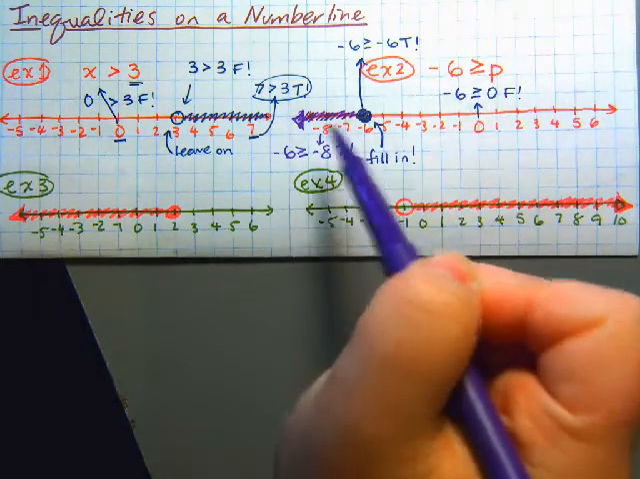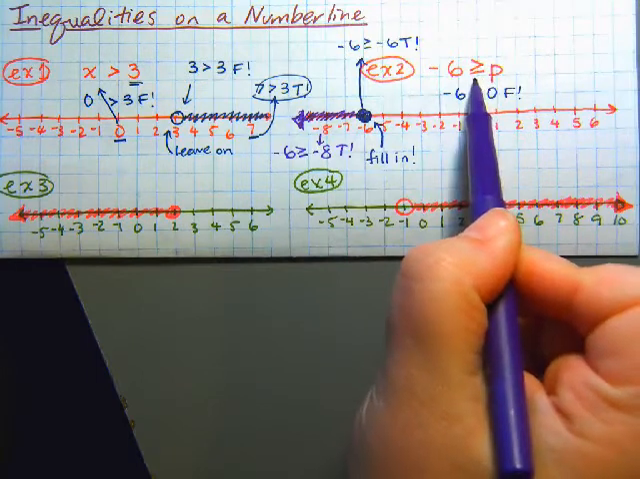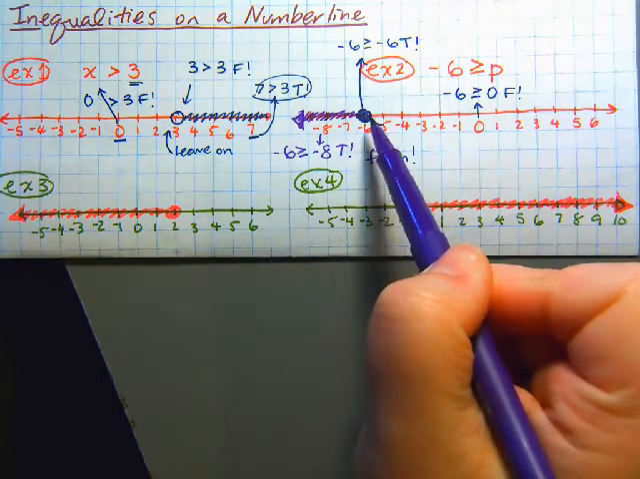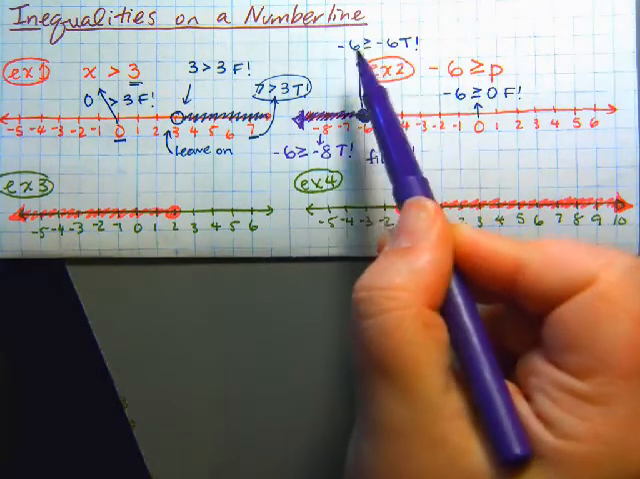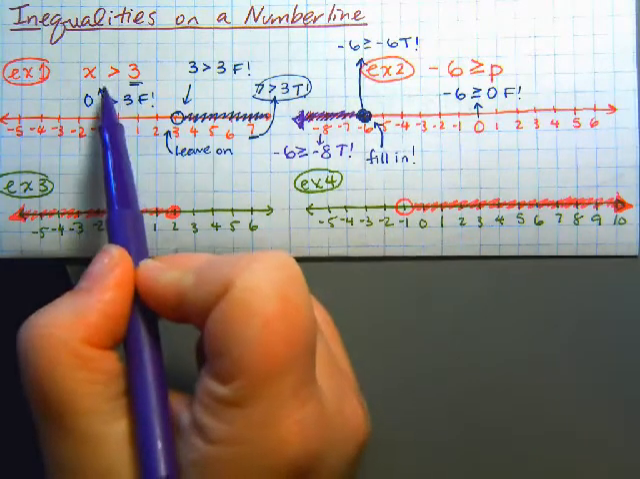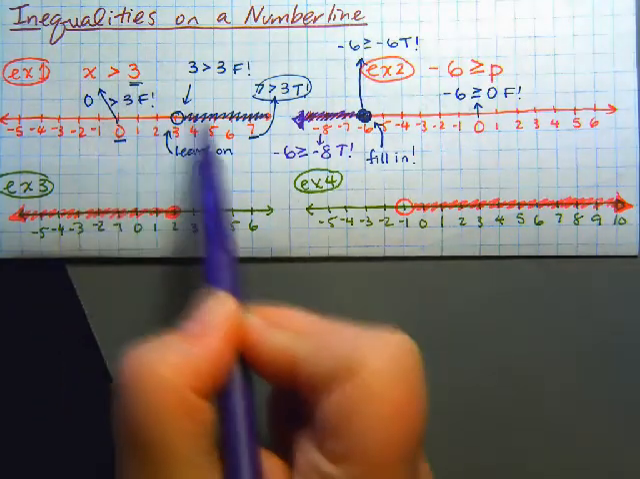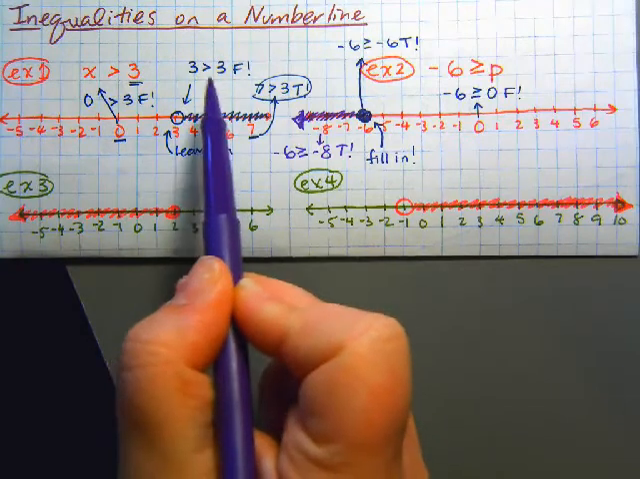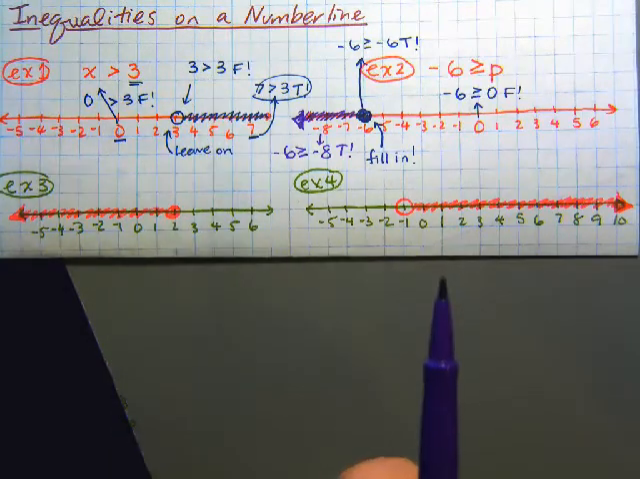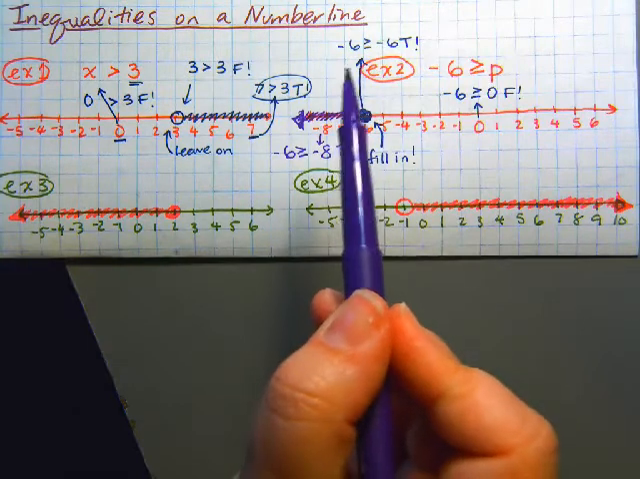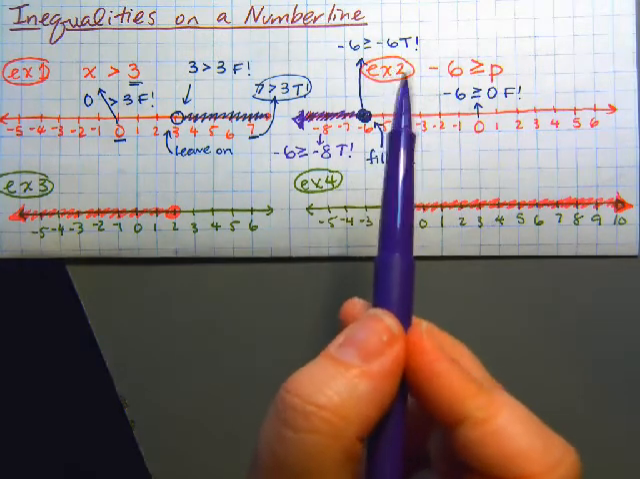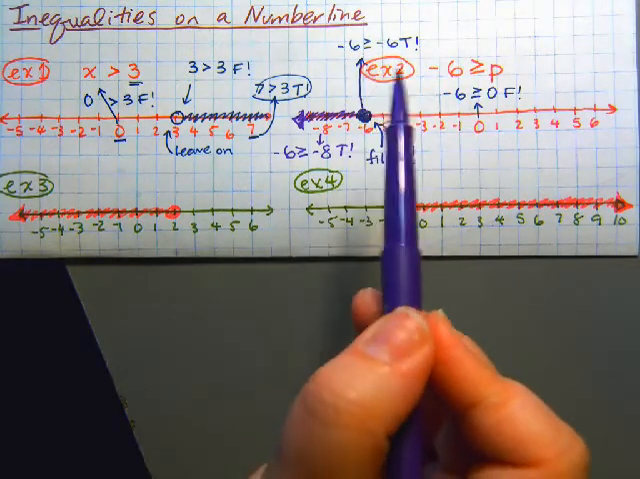Okay, so if the inequality has an equals to, you fill in the circle because you can actually plug the number in and it will be true. Over here, there's no equals to part. You leave that circle open because when you plug it in, it's going to be false. 3 is not greater than 3. However, -6 is indeed greater than or equal to -6 because they're equal.